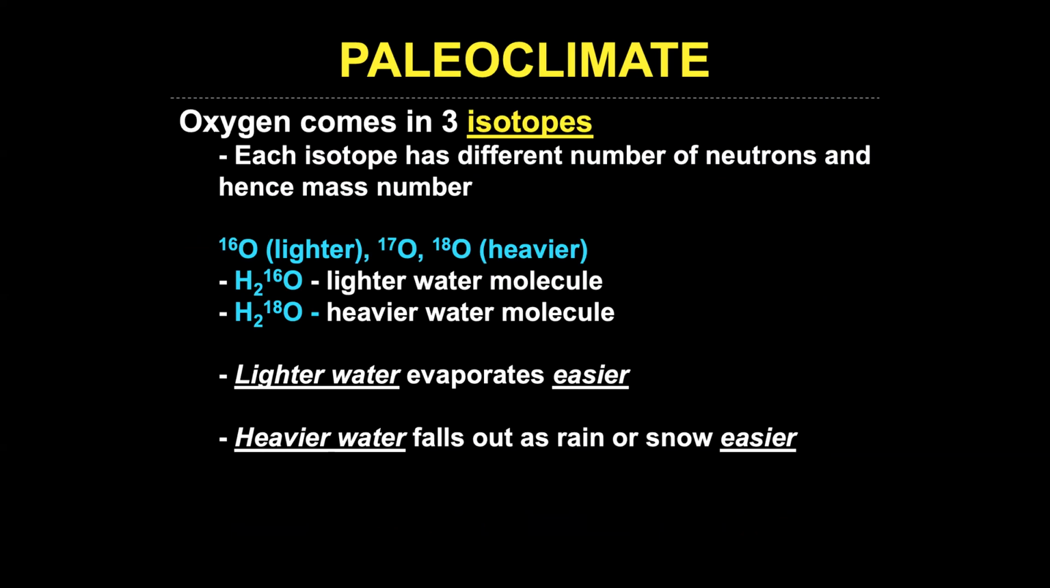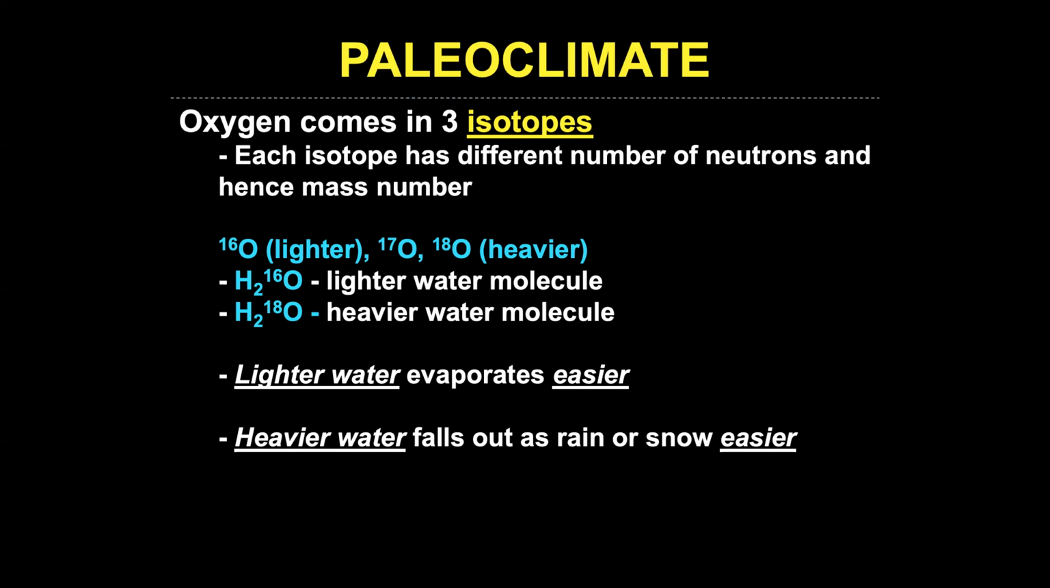Now this is where it becomes a little bit more interesting. Oxygen comes in 3 flavors, 3 isotopes. Each isotope has a different number of neutrons, and hence the mass number is different. So oxygen-16 is lighter than 17, which is lighter than 18. So a molecule of H2 16O is lighter water than H2 18O, which is called heavier water. Light water, as you might imagine, evaporates more easily. Heavier water falls out as rain or snow sooner because it's heavier. Get it?